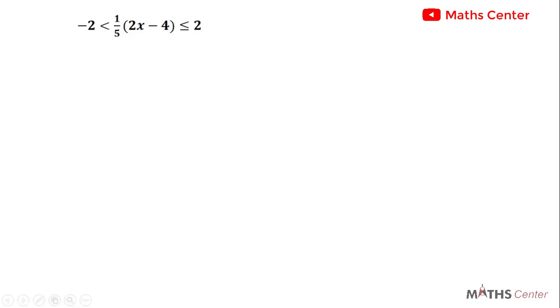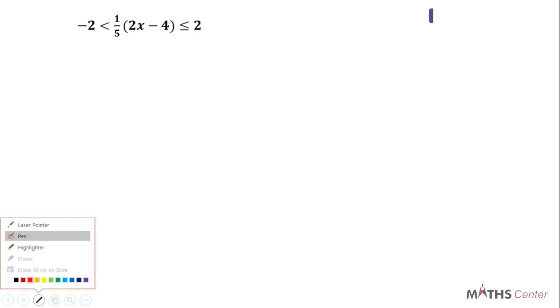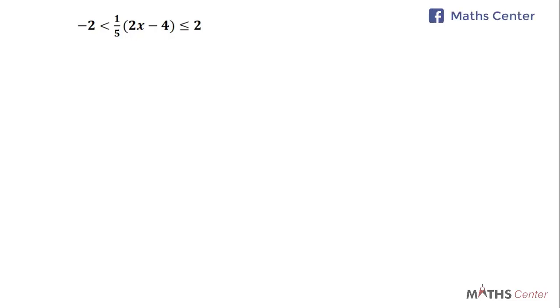As we've been doing in the previous videos, when you have a double inequality like this, you break the inequalities into two, then you solve them one after the other. So we pick the first part of the inequality, which is -2 is less than 1/5 into bracket 2x minus 4. So that is the first part of our inequality. And we solve it. So we know how to solve this.